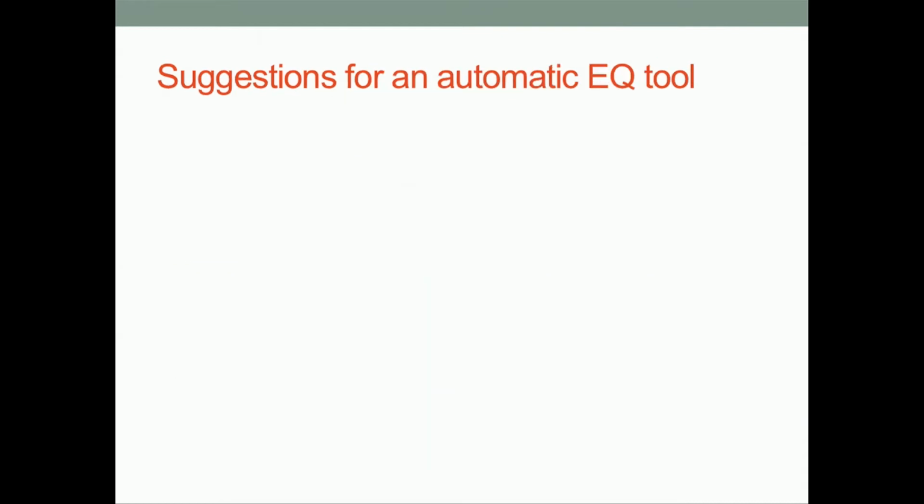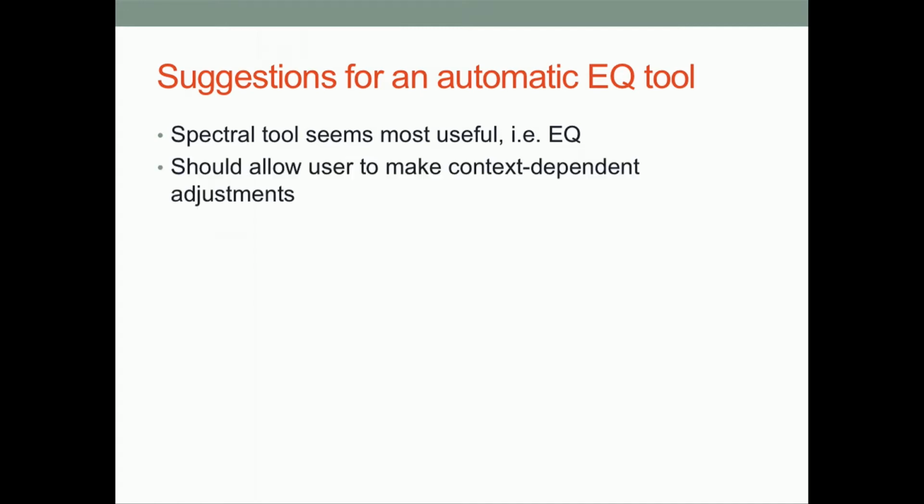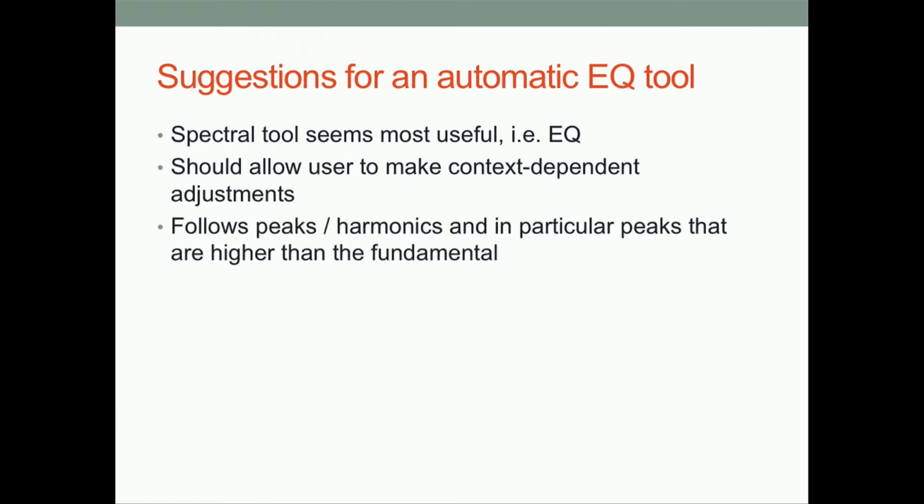So I'm just going to make some suggestions for what an automatic EQ tool might do. Like an automatic clarity tool, I should say. It seems that some sort of spectral EQ tool that was similar would be good for automatically adjusting clarity. It should allow the user to make some context-dependent adjustments. So give the user some control to do tweaks themselves, because there might not be something that fits everything. But it would make sense for it to follow peaks and harmonics, and especially the fundamental, as there was the most disagreement as to whether it should be turned up or down.